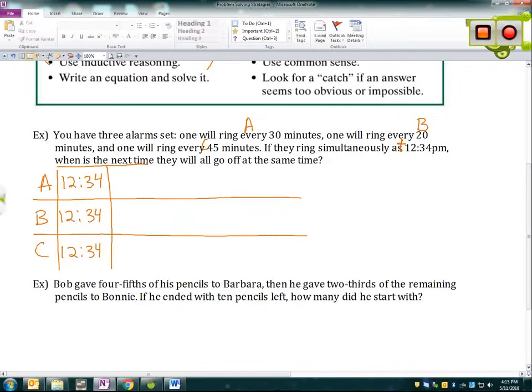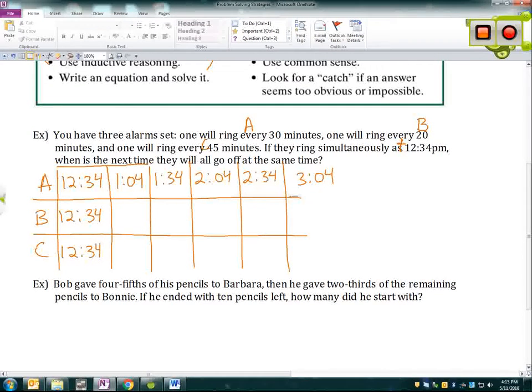Okay, so the first alarm is ringing every 30 minutes or every half hour. So if it's at 12:34, the next times that it will ring will be at 1:04 and then 1:34 and then 2:04, 2:34, and 3:04, and I'm going to stop here. I might need to go further later, but I'm going to stop here for now and hop to alarm B.